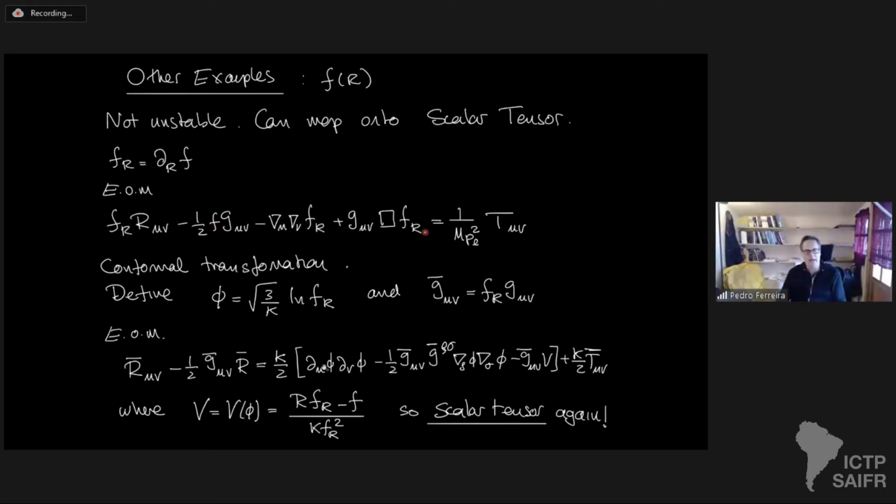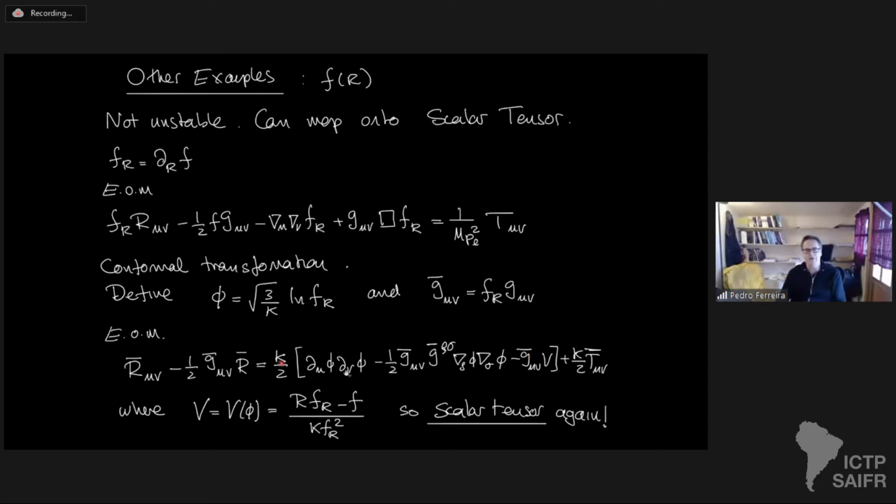Now, we can play a game. We can do a conformal transformation, and we can define a scalar field phi to be the square root of 3 over kappa, where kappa is some dimensional coupling constant, times the logarithm of f of R. And then we do the following conformal transformation. We define g bar to be f of R times g mu nu. And if we do that, it's quite remarkable that these equations transform to the following. They become R bar, they become this. And what is this? This thing here is nothing more than the Einstein tensor for the g bar.